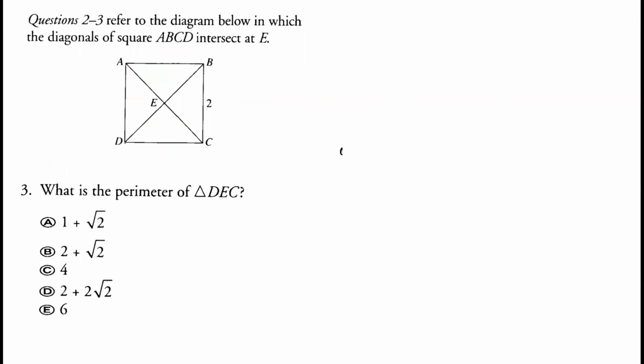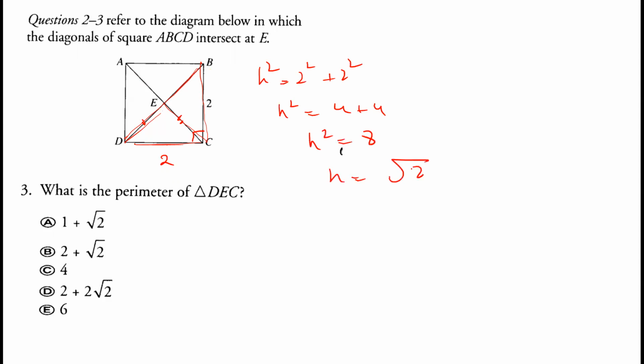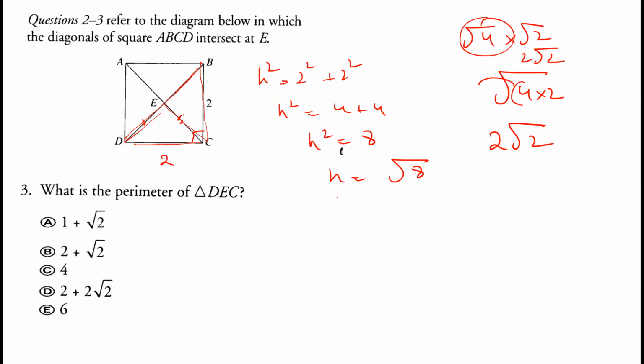Now what is the perimeter of DEC? So D, E, and C. We know that this side is 2, so we need to find out this side. If this is 2 and this is 2, how much would the diagonal be? So 2 square plus 2 square equals h square. This is your right triangle, and it's your hypotenuse. Through Pythagoras theorem, h square equals 4 plus 4, that is 8, so h equals under root 8. We can write under root 8 as under root 4 into 2, and if the 4 goes out, it becomes under root 4 multiplied by under root 2, so under root 4 is 2 and we get 2 under root 2. So this diagonal is 2 under root 2.